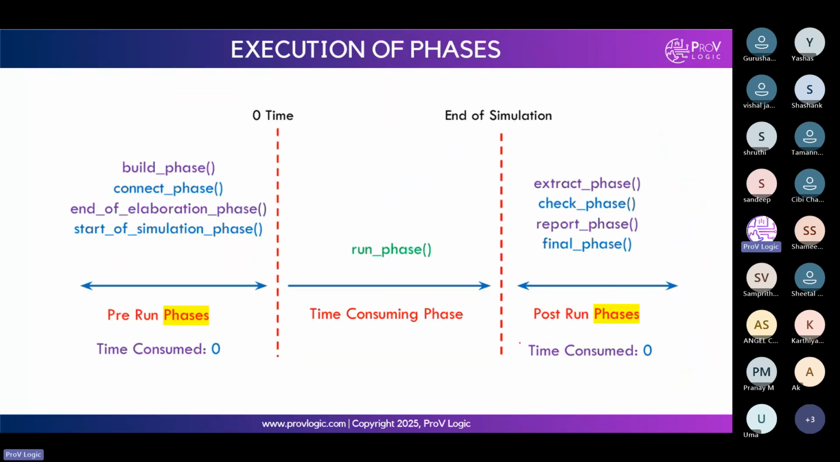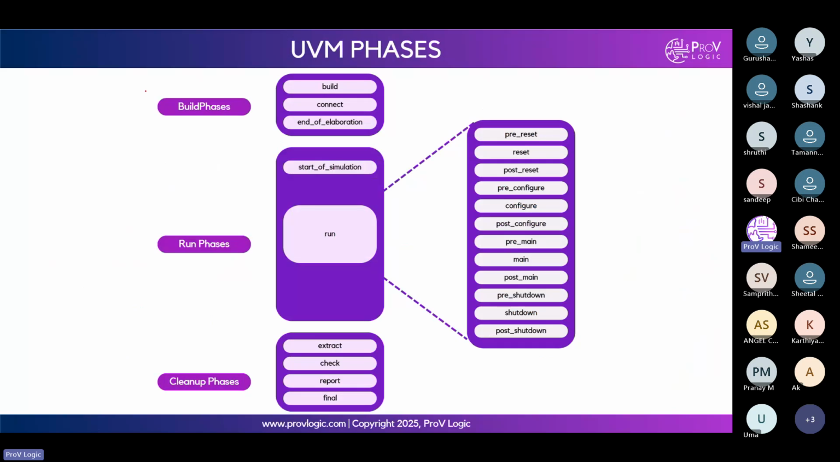So next, coming to the build phases and cleanup phases. These are function based. We need to declare them as functions. Build phase is a function, connect is a function, end of elaboration is a function, but only the run phase is a task, and the remaining ones are functions only. Can you tell me why only the run phase is a task and the remaining are all functions?